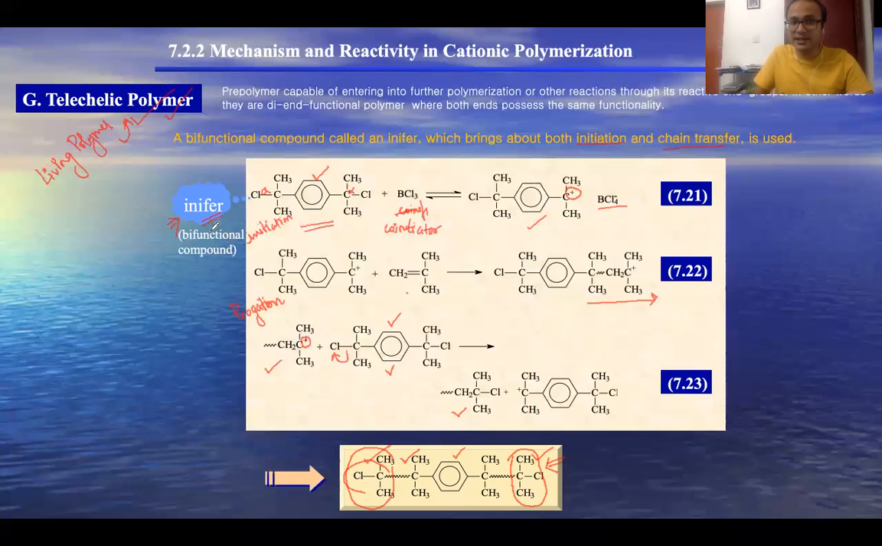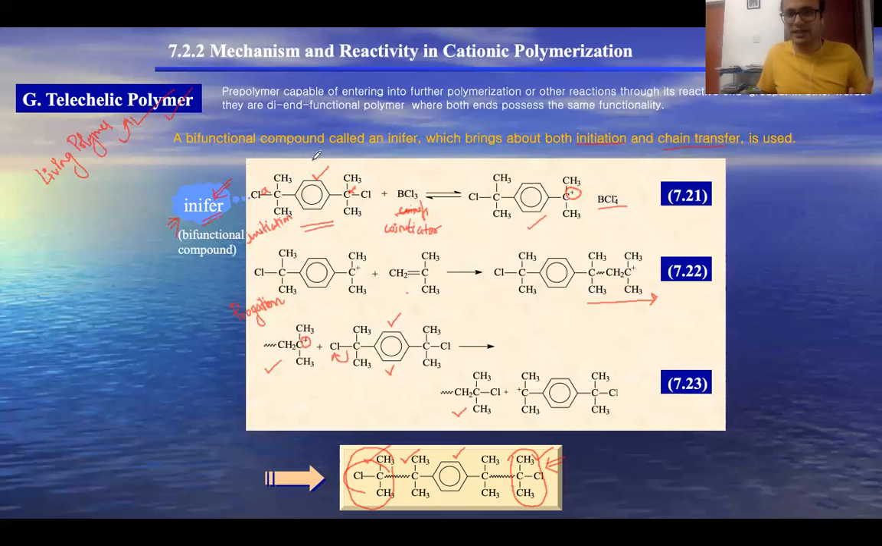So if you use certain Inifer molecules, that means bifunctional molecules, one example is this one. Let me give you the exact name of this molecule, otherwise you will confuse it. It is alpha alpha dash dichloro. This is the alpha group, alpha alpha dash, because it's the same type of group. It is called alpha alpha dash dichloro diisopropyl. So this is an isopropyl group, so diisopropyl benzene. So I have correctly told you the name: alpha alpha dash dichloro diisopropyl benzene. This is one example of an Inifer molecule.